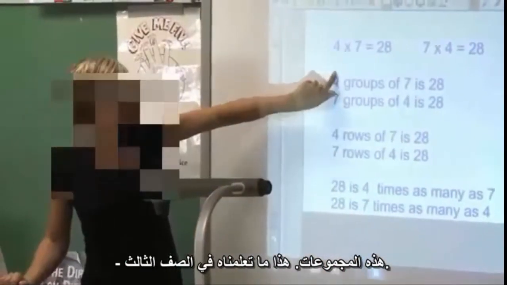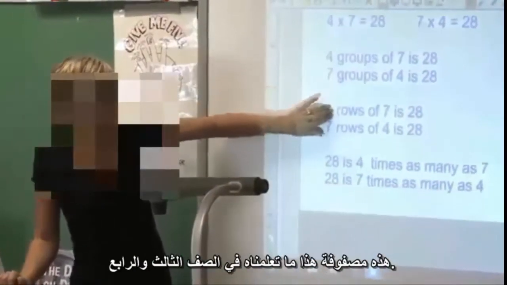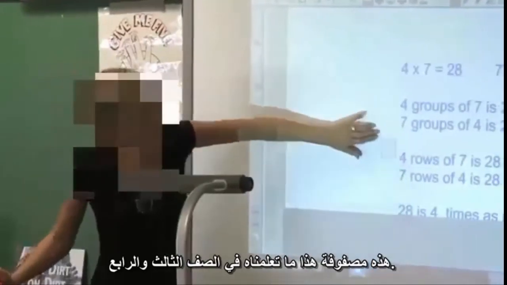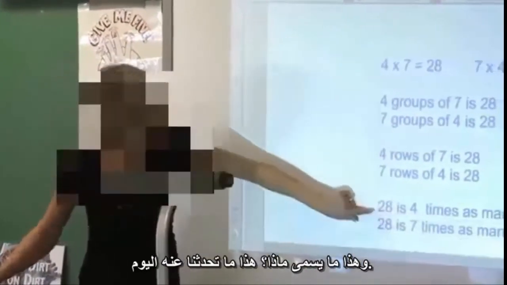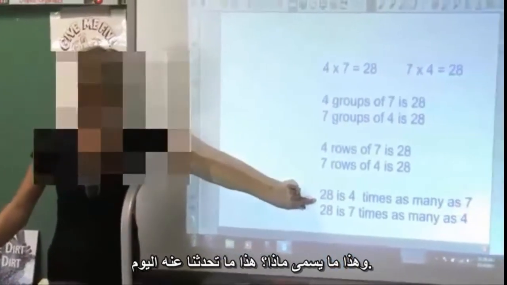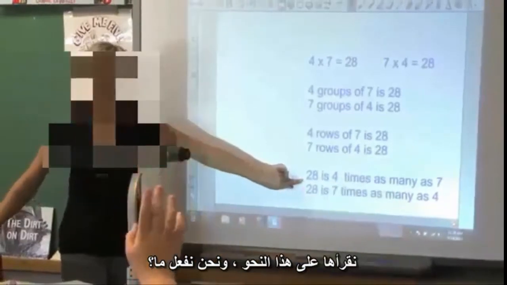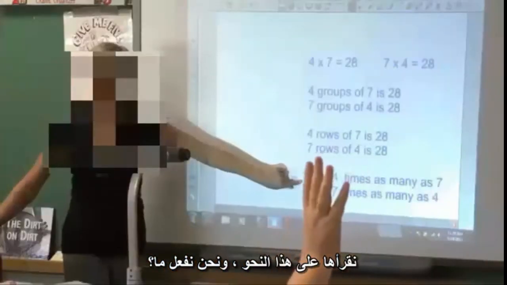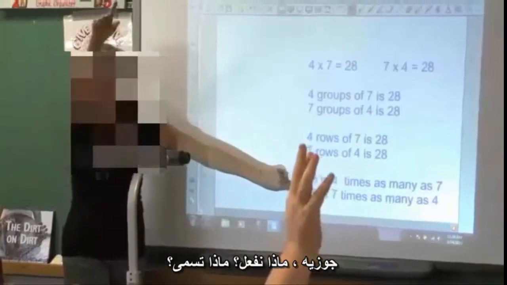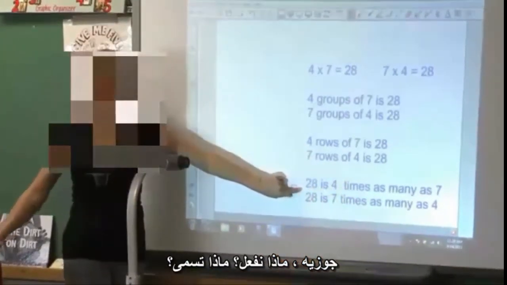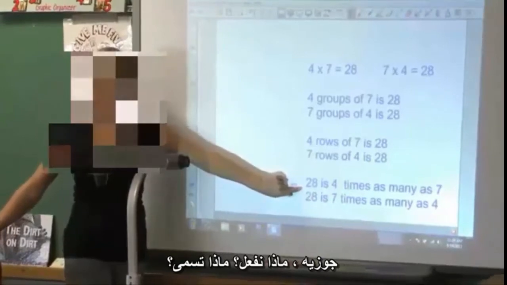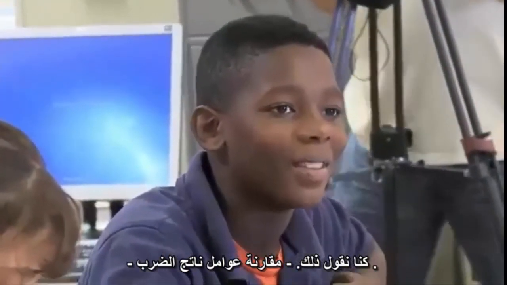These are groups. This is what we learned in 3rd grade. This is an array. This is what we've learned in 3rd and 4th grade. And this is called what? What we talked about today. Read it like this. We are doing what? Jose, what are we doing? What's it called? Multiplicative comparison. Silent cheer. What is it, everybody? Multiplicative comparison. Say it with me.